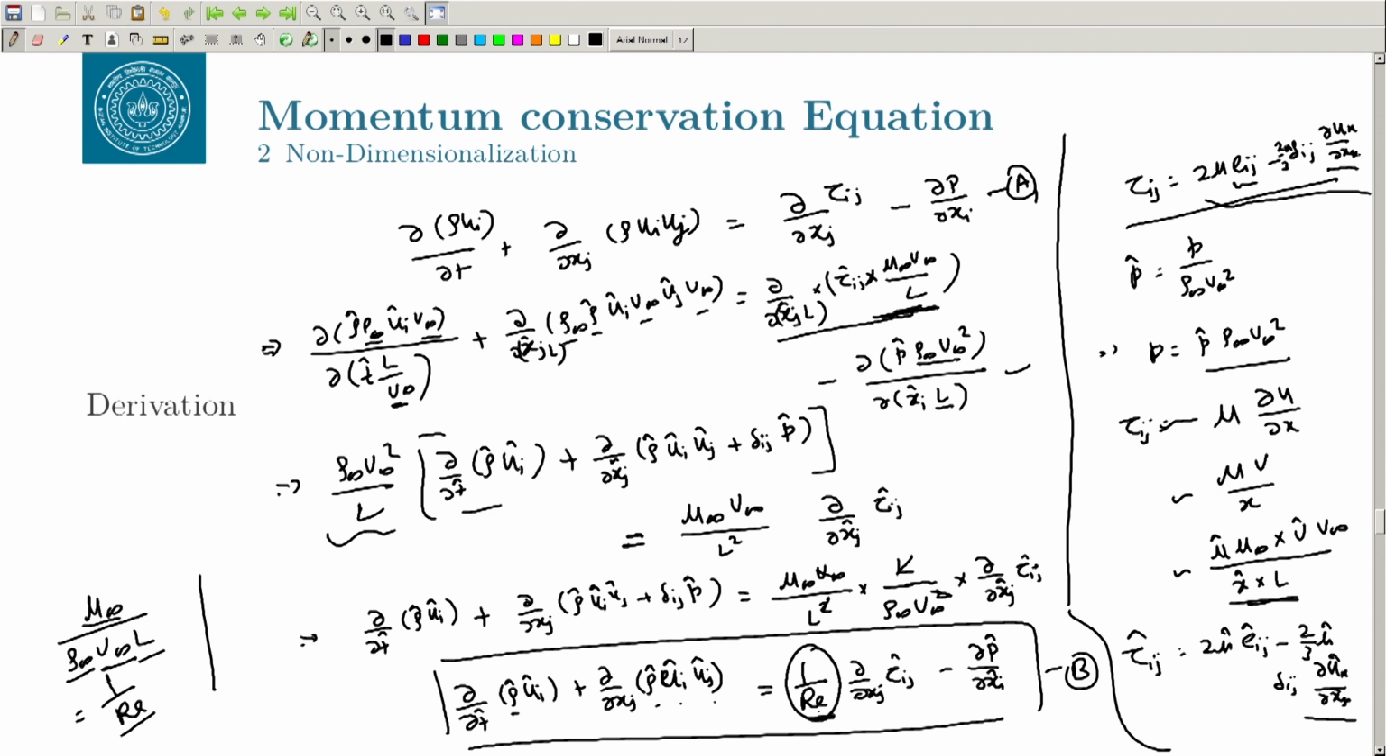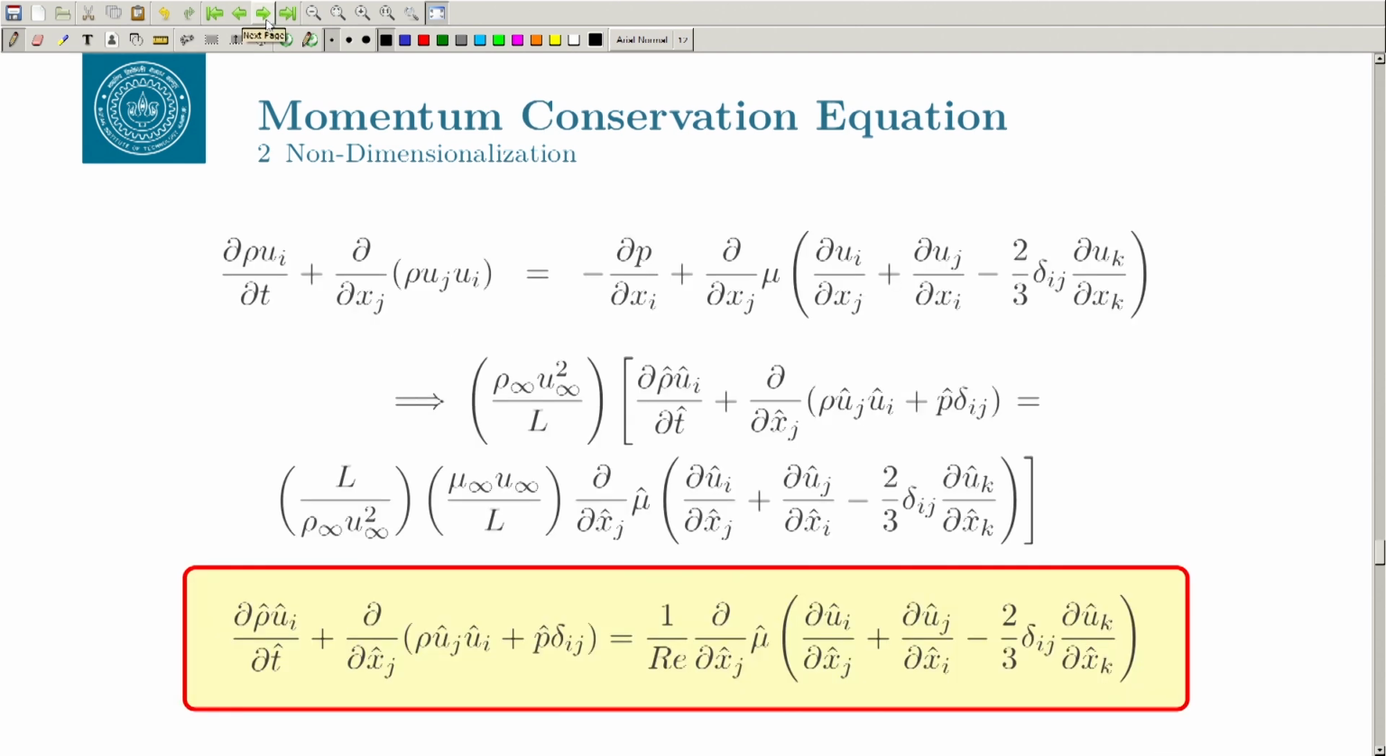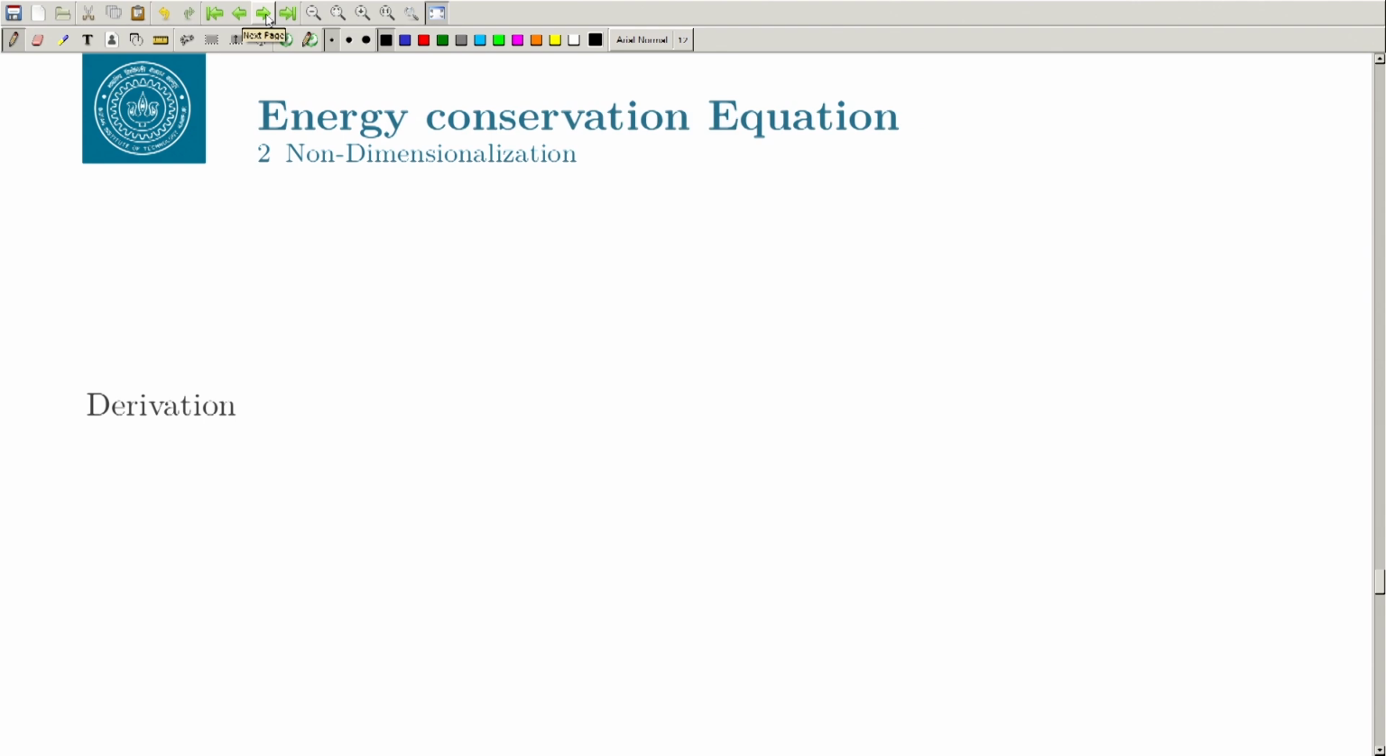Remember, all other numbers that you see are basically non-dimensional numbers. So this is how we have derived the momentum conservation equation. If you want to write the tau_ij hat in long form, you can write it like this. Now, let us look at the energy equation, which is the most sophisticated expression here.